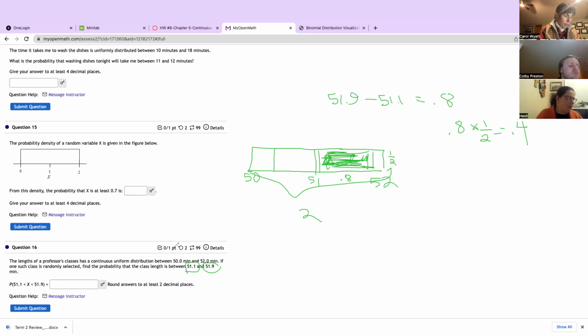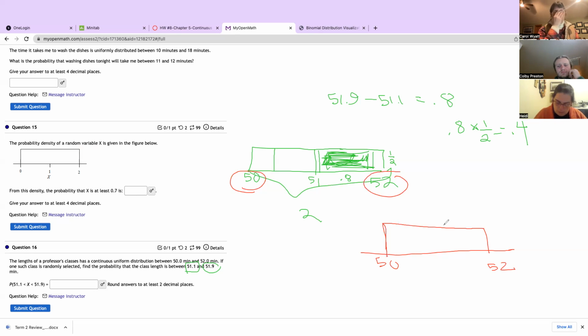They're talking about minutes, not length. So if they're talking about minutes, is that the same way to do it? So they're talking about the probability that, so this right here is in minutes. 50 minutes to 52 minutes. That's the unit, right? So our units on this line right here are minutes. 50 to 52.